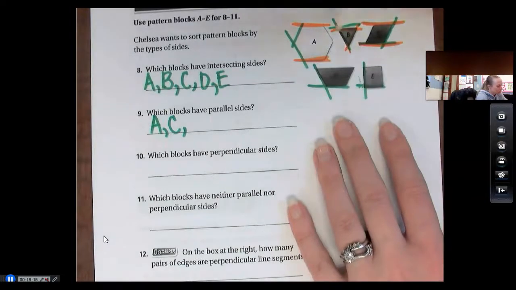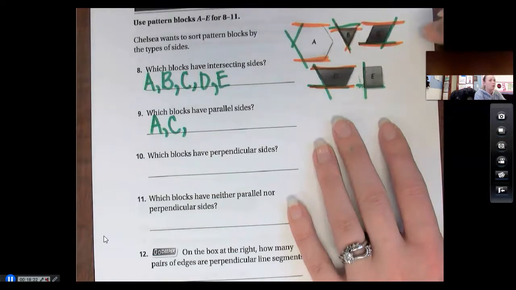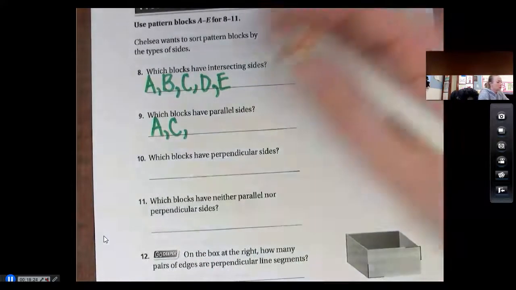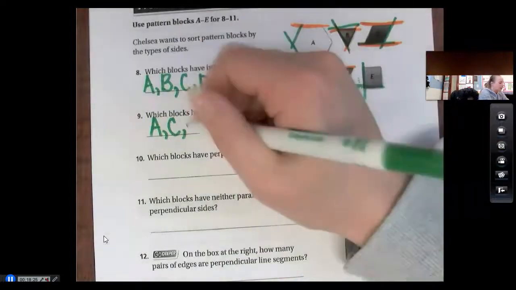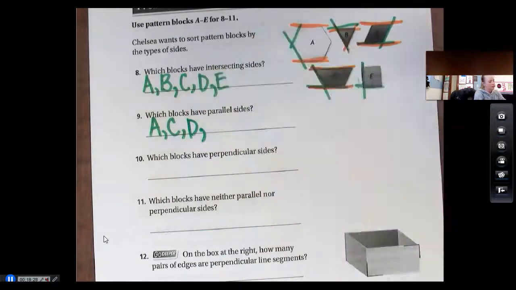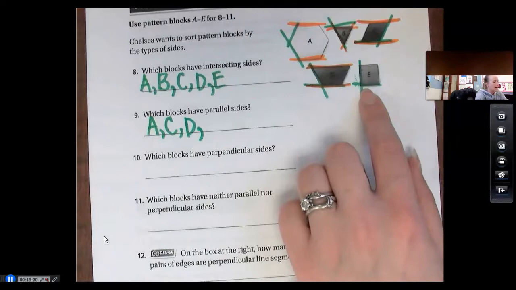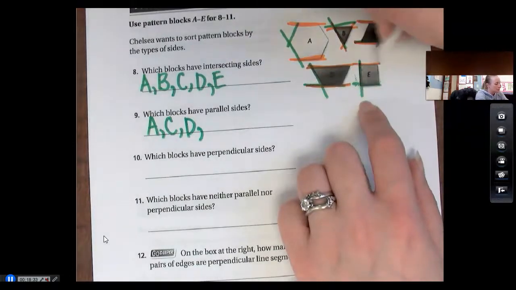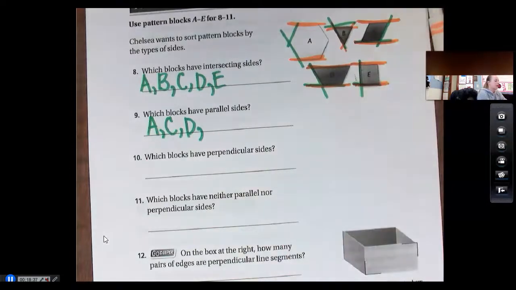Let's look at D. What about the top and the bottom? Will those lines ever touch? No, they will not. So those also have parallel sides. What about E? Does that have parallel sides? Well, this will never touch this. So E also has parallel sides.